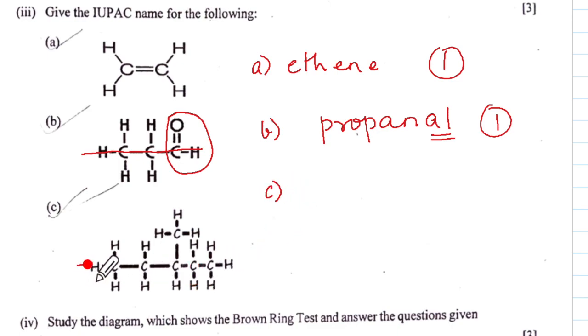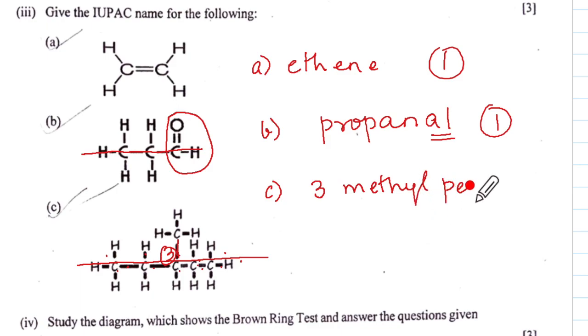Now the straight longest chain is this. It has 1, 2, 3, 4, 5 carbons, so it is pent. All single bonds, so it is pentane. Now branch is here. If you count from here 1, 2, 3, so this is third carbon. If you count from here 1, 2, 3, so this is also third carbon. So it is in the third position we have CH3 group. So that is methyl group. So 3-methylpentane.